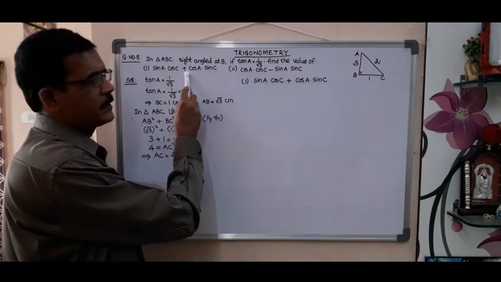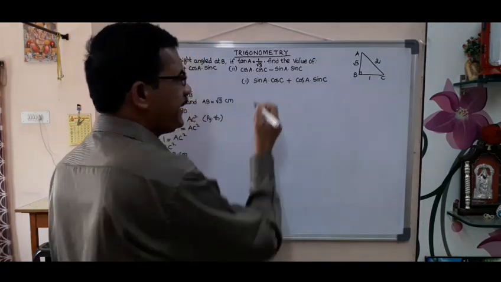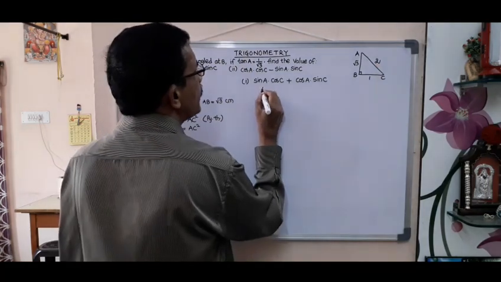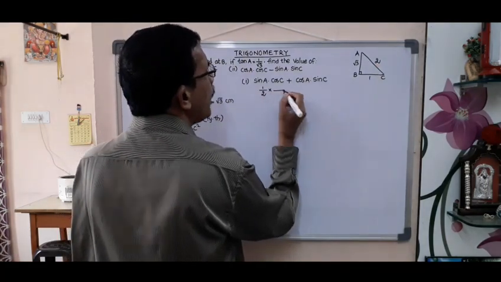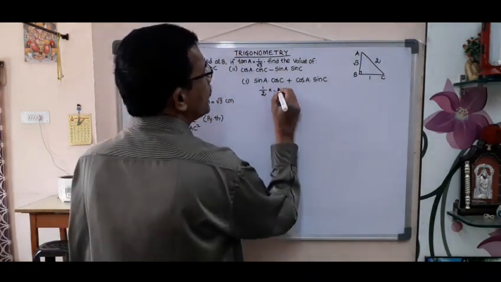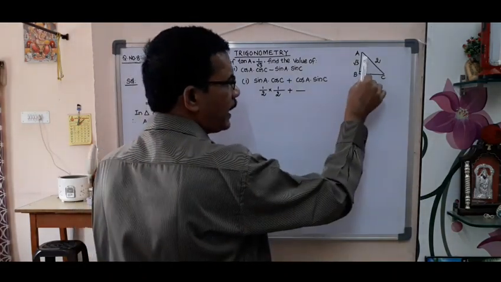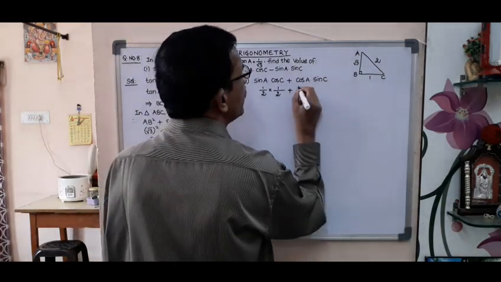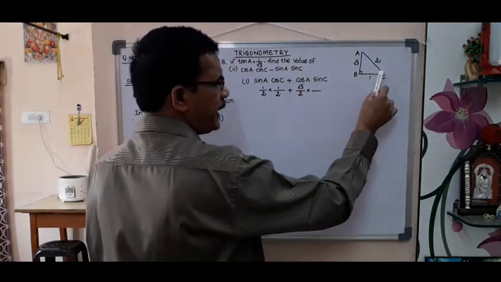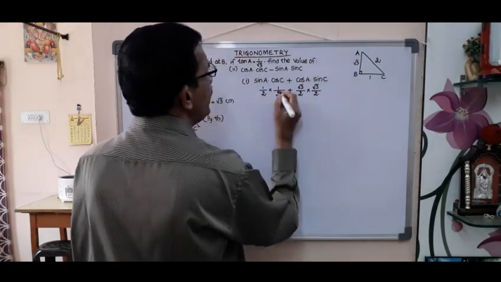Now let us do first sum. Sin A cos C plus cos A sin C. Sin A value from the figure, sin theta, BC by AC. So that is equal to 1 by 2 into cos C. With respect to C, cos definition, adjacent by hypotenuse, 1 by 2, plus cos A with respect to A, cos theta, adjacent by hypotenuse, root 3 by 2, into sin C with respect to C, sin theta, AB by AC, root 3 by 2.